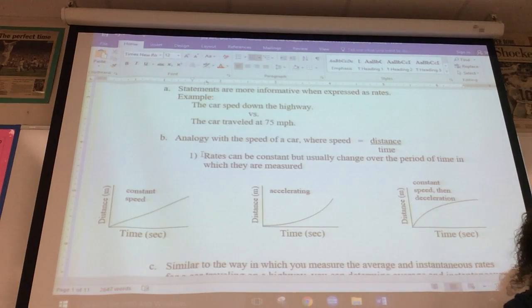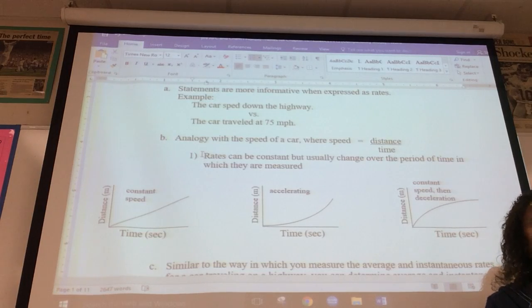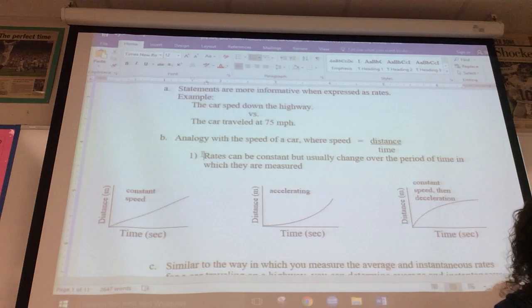In any event, rates are not always constant. They're going to change as the reaction goes. Same way when you drive. You don't just get in the car, put cruise control on, and drive to Tallahassee. You're not going to make it. All right? You will need to stop for gas.